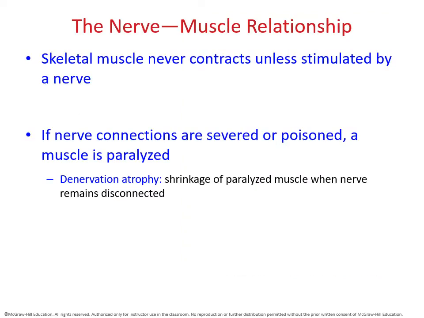In this particular section, we're going to explore a very important relationship, and that is going to be between the skeletal muscle and the nervous system. It turns out that one of the characteristics of a skeletal muscle, or one of the unique features of a skeletal muscle, is the fact that it's not able to contract unless it's first stimulated by a nerve.